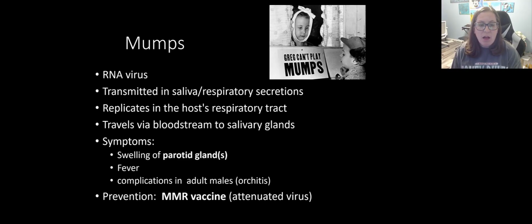We see prevention is going to be the MMR vaccine. It is what we call an attenuated virus, which means that it's been very much weakened and it's not going to actually cause you to develop mumps.